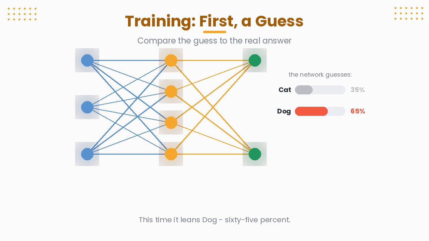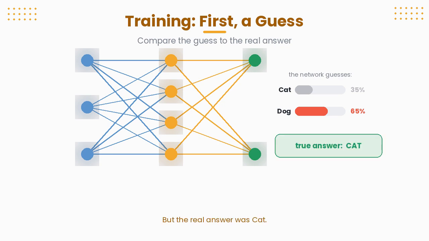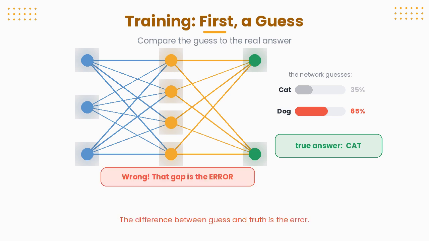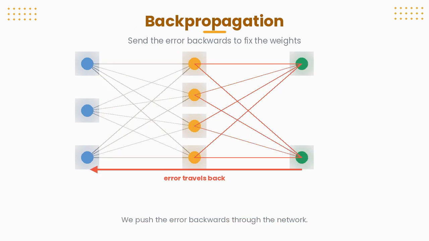It runs a forward pass and leans toward dog, 65%. But the true answer was cat. The gap between the guess and the real answer is called the error. Right now it's large because the network hasn't learned anything yet. Measuring this error is the key to getting better.